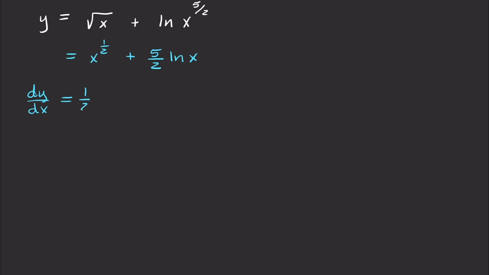And now I can take the derivative with respect to x of each term. So I'll bring down a half for my first term, and then I'll need to lower that by 1, so it'll go to minus 1/2. And then plus my 5/2 constant will come out front, and the derivative of natural log of x is just 1 over x. So now I just need to simplify a bit. So I can write this as 1 over 2 times the square root of x plus 5 over 2x.